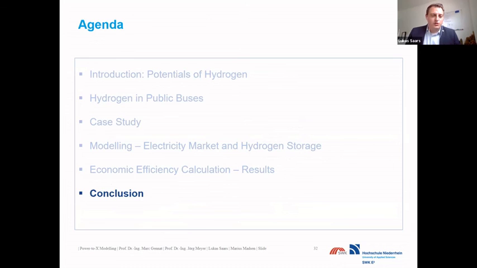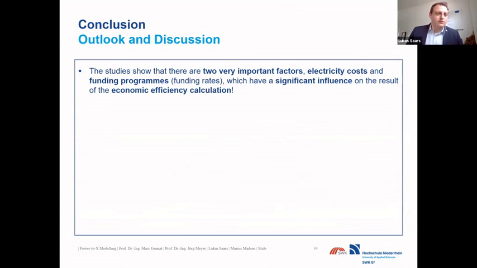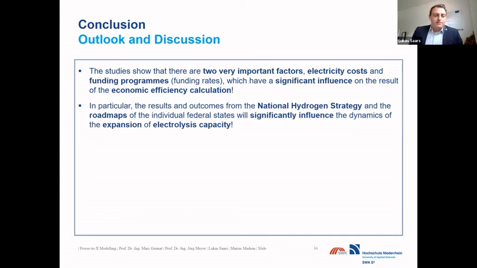Now I want to give a short conclusion. The studies show that there are two very important factors: the electricity cost and funding programs, funding rates, which are different in countries, which have a significant influence on the result of the economic efficiency calculation. And in particular, the results and outcomes from the national hydrogen strategies and the roadmaps of the individual federal states will significantly influence the dynamics of the expansion of electrolysis capacity.